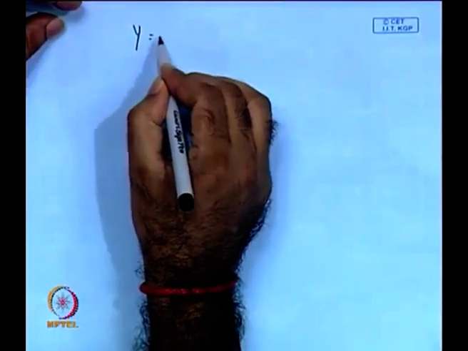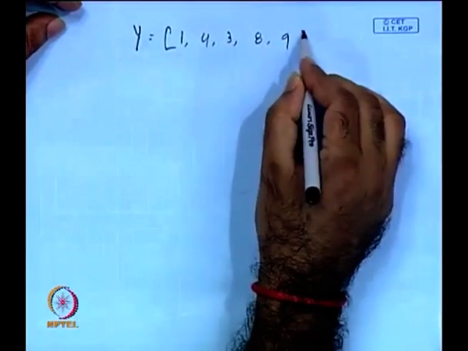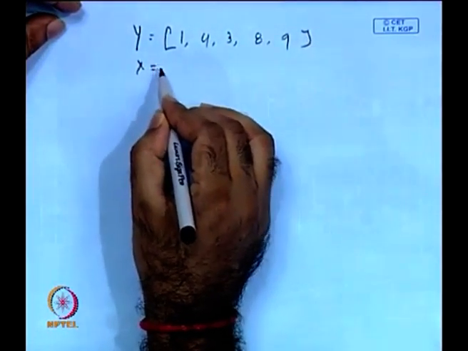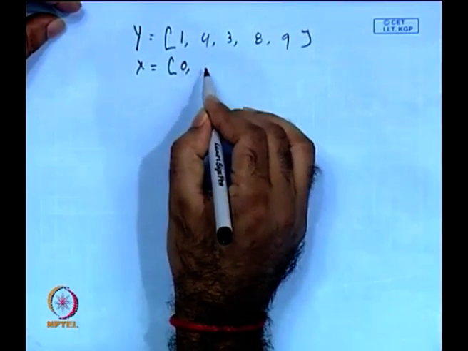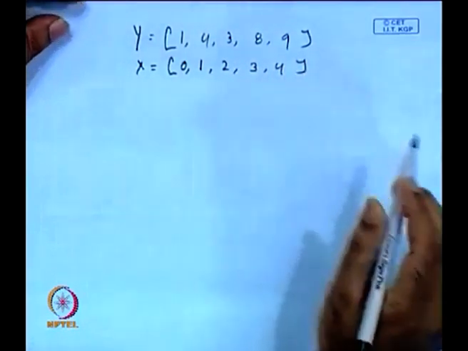So I will take a simple problem. The problem consists of this: y is 1, 4, 3, 8, 9. Then corresponding to y, we have x, a constant and 0, 1, 2, 3, 4. So that means we are taking a bivariate system here. There is one dependent variable y and another independent variable x. We can estimate by simple application of OLS techniques which we have discussed long back.